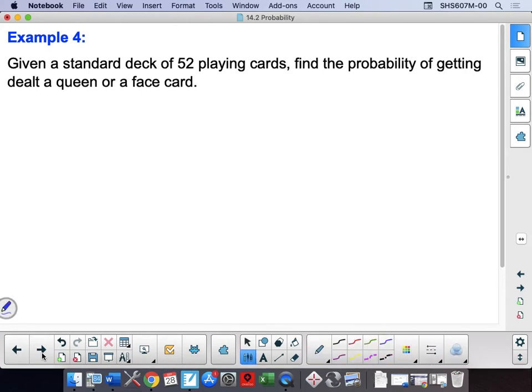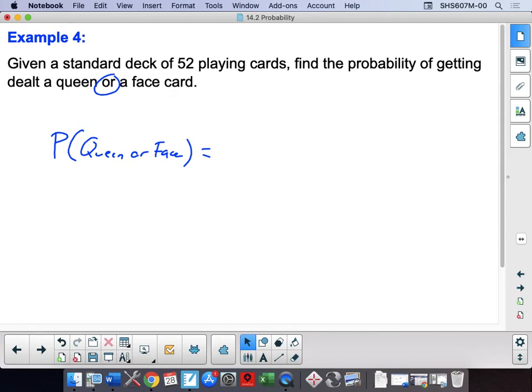Again, I'm gonna keep saying this, not to make this repetitive, but the word or is a signal that I'm adding. So again, the probability I'm getting a queen or a face card. Oh my goodness, we already made this into a big deal. What are we coming up with? What are you thinking?